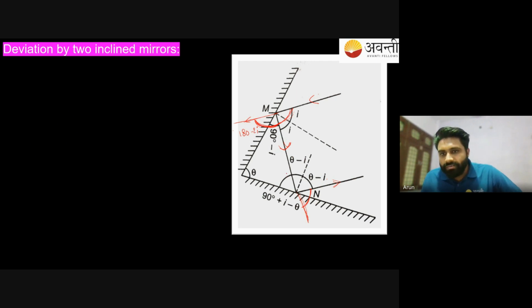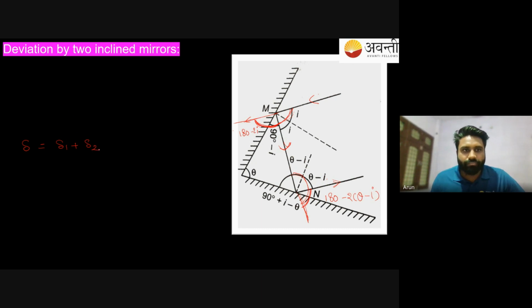What will be the value of this? Again, this complete angle is 180. So we have 180 minus 2 times theta minus I. From here we can say that the deviation is delta 1 plus delta 2. This is equation 1. The value of delta 1 is 180 minus 2i. The value of delta 2 is 180 minus 2 times theta minus I.